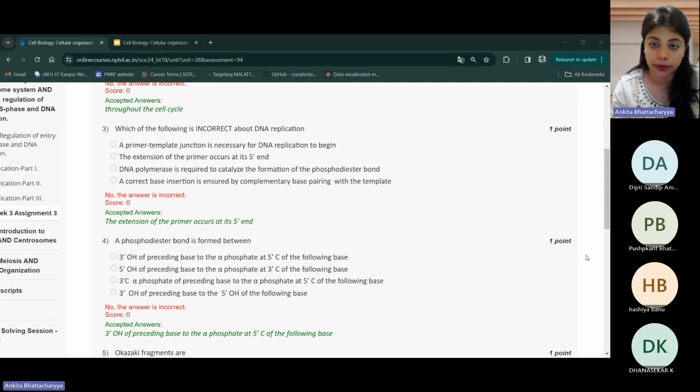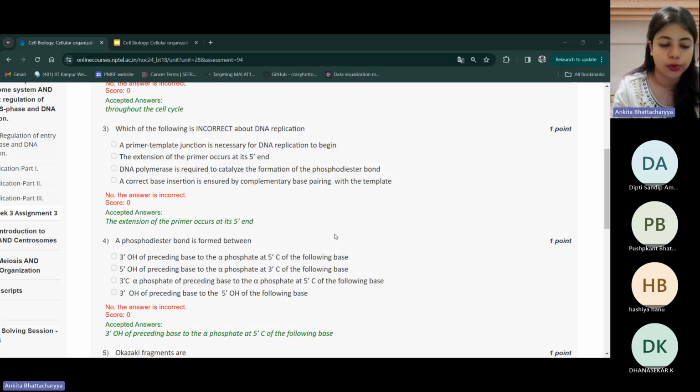It needs that available 3' OH end, and it needs the template to also be present. So that primer template junction is where it would be able to start and then carry out its activity, which is why you need Pol alpha primase to come in and first present the RNA primer, onto which DNA polymerase can bind and then execute its activity. So Option A is correct. Second option is that the extension of the primer occurs at its 5' end.